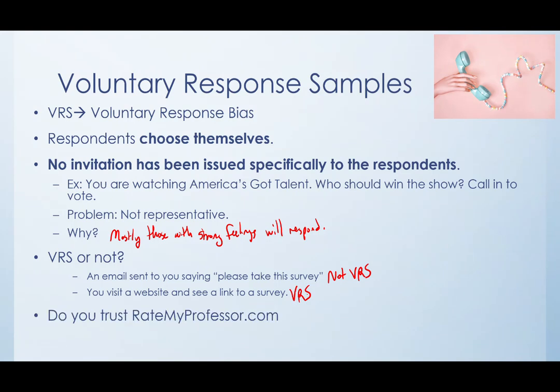So keep that in mind when you go to ratemyprofessor.com or ratemyprofessors.com. For the most part, that is a voluntary response sample. They've gotten better because once you register, I think they email you at the end of each semester saying, hey, rate this semester's professors that you had, right? But most of the people are just going there and saying, hey, I had a terrible professor, I want to vent about them, right? So you really need to take what they have with a grain of salt, because it primarily is a voluntary response sample.